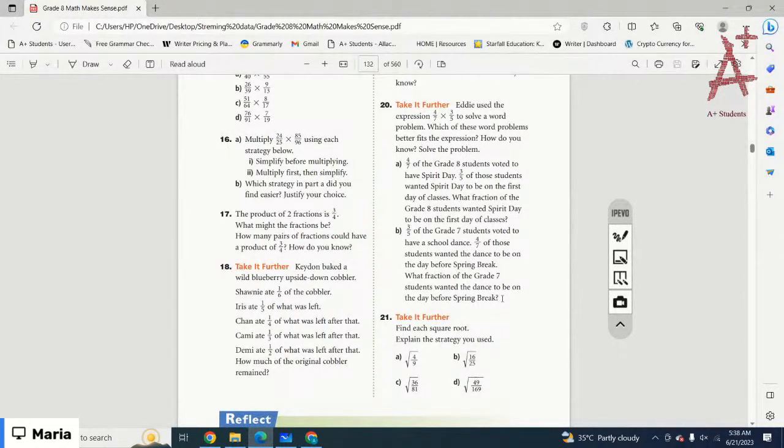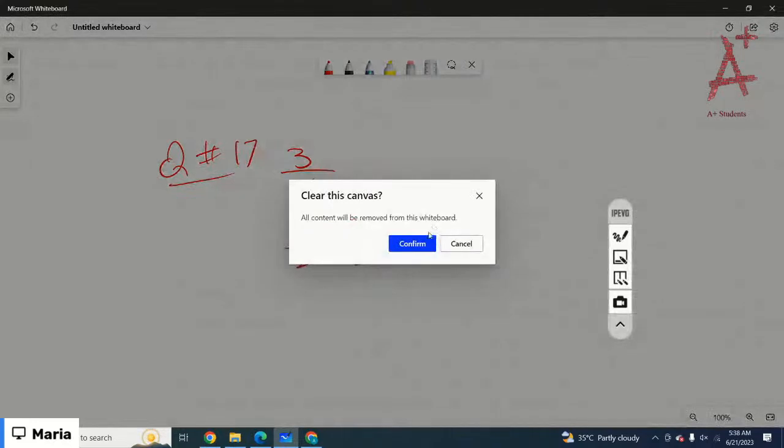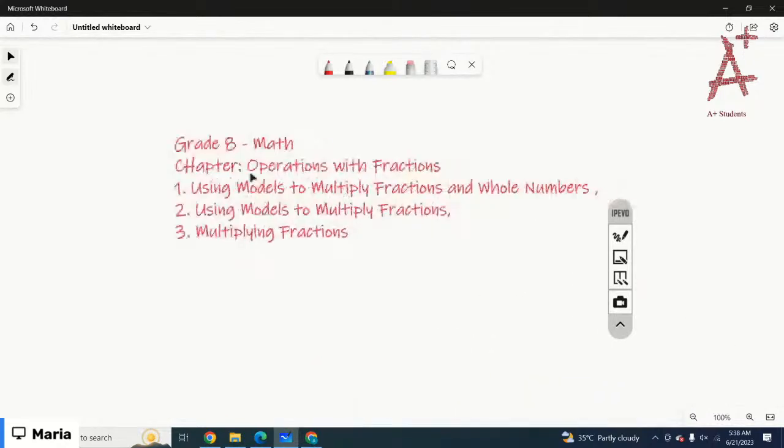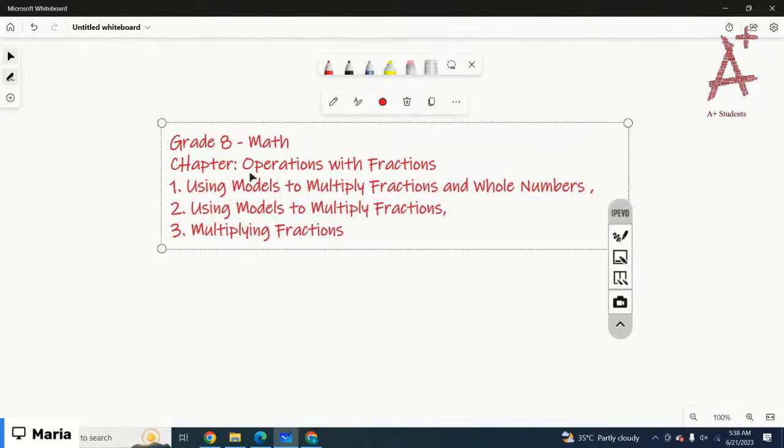Okay, you can complete the rest of the questions by yourself later today. So please make sure before the next session you complete most of the practice questions we have for the lessons we did today. Got it? So we were working on grade 8 maths. The chapter we're working on is operations with fractions. The lessons we covered today are using models to multiply fractions and whole numbers, using models to multiply fractions, and multiplying fractions.